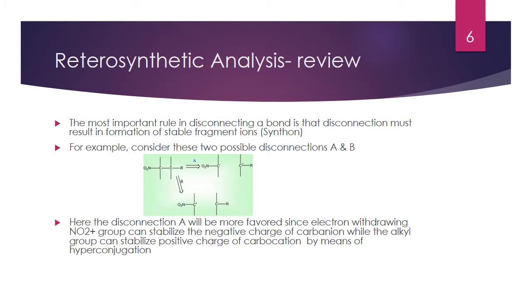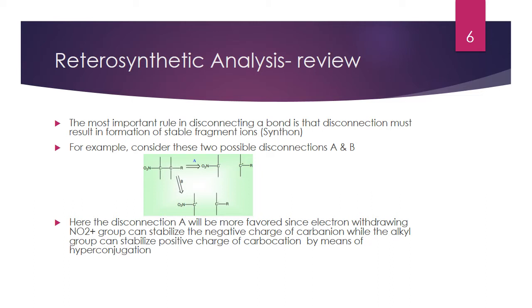The most important rule in disconnecting a bond is that the disconnection must result in the formation of stable fragments. So synthons must be stable. For example, if you break a bond, you form a carbon with a positive charge and a carbon with a negative charge. You should ensure that the carbon with negative charge is stabilized and the carbon with positive charge is also stabilized. So for example, in the compound given below, two disconnections are possible.